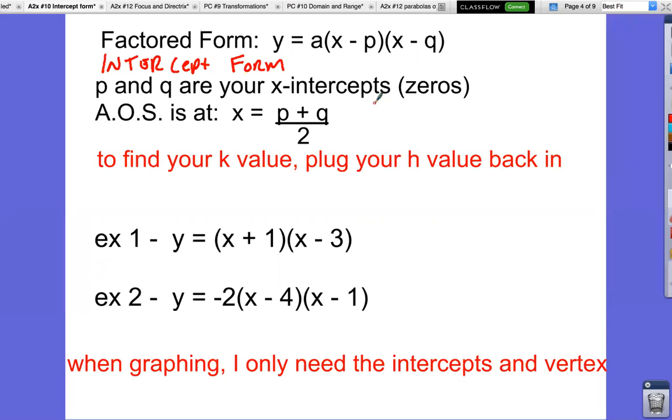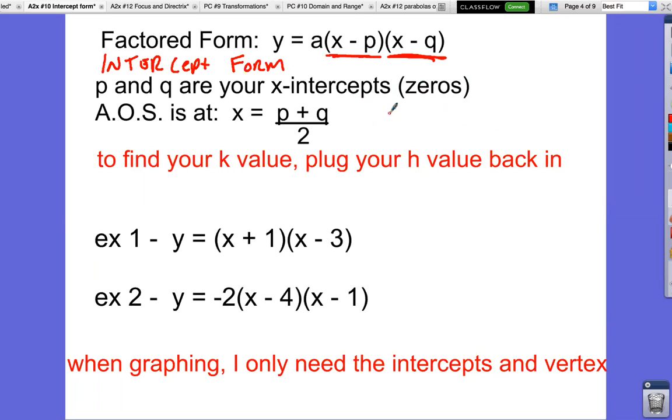P and Q, it is, again, always the opposite of what is happening to x. Your a value is still out in front. This is telling you exactly where it crosses the x-axis. So P and Q are your x-intercepts, also called your zeros.